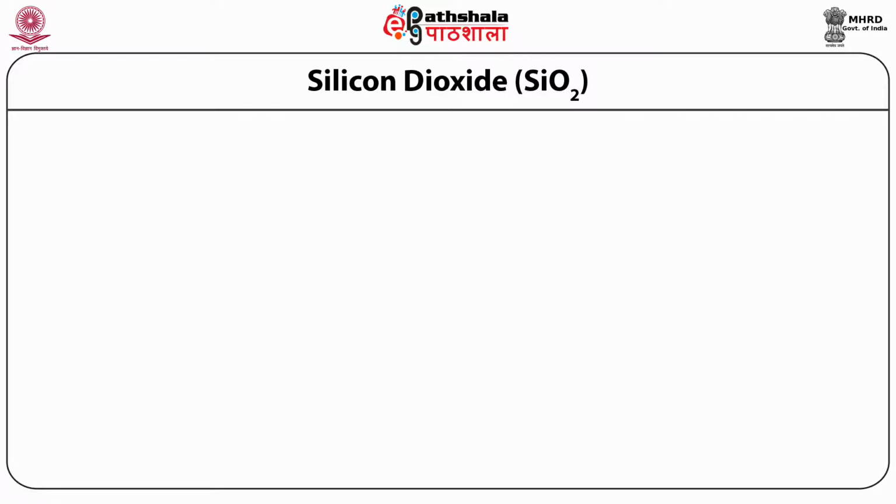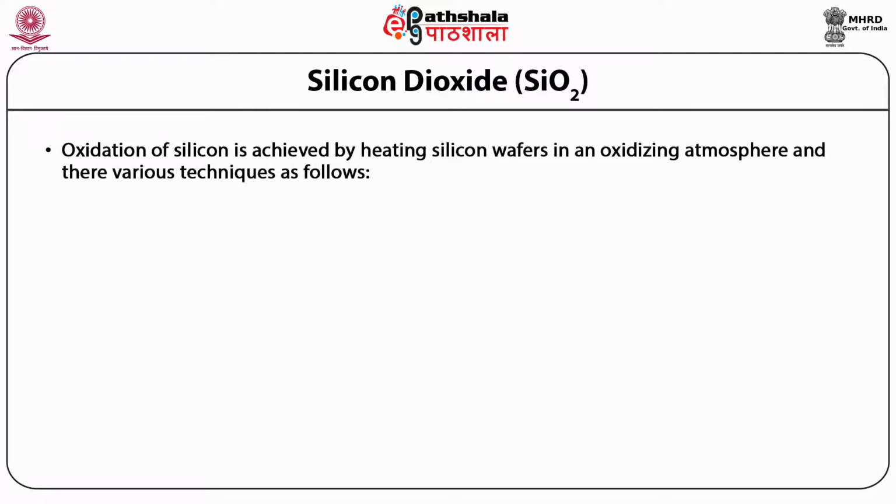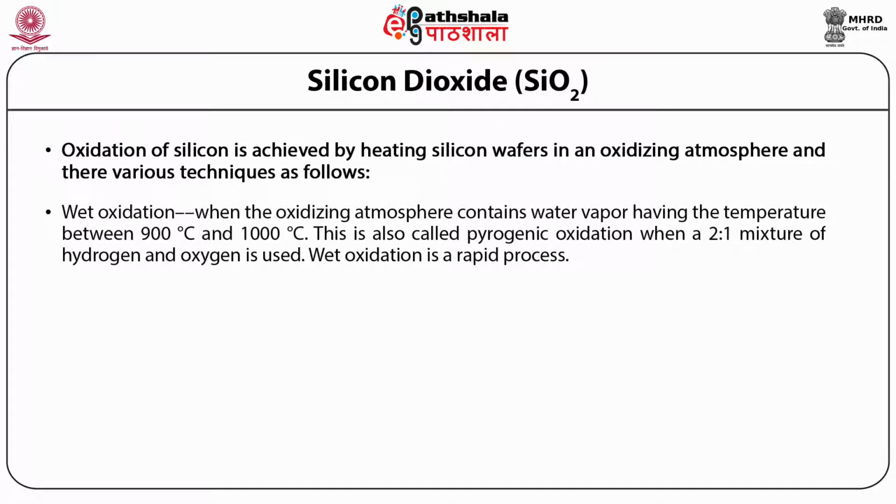So students, oxidation of silicon is achieved by heating silicon wafers in an oxidizing atmosphere, and hence there are various techniques as follows. First, we have wet oxidation. When the oxidizing atmosphere contains water vapor at a temperature between 900 degrees Celsius and 1000 degrees Celsius, this is called pyrogenic oxidation. That is when a 2:1 mixture of hydrogen and oxygen is used. It's a rapid process basically.